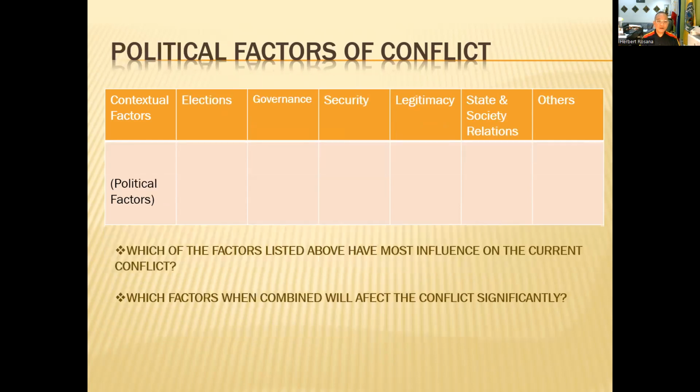Okay. Then also the political factors like elections, governance, security, legitimacy, state and society relations, and others. So you have to identify first the different political factors of that particular country.